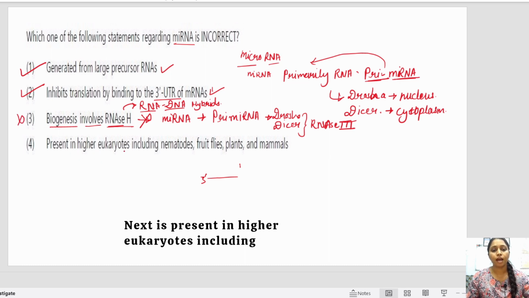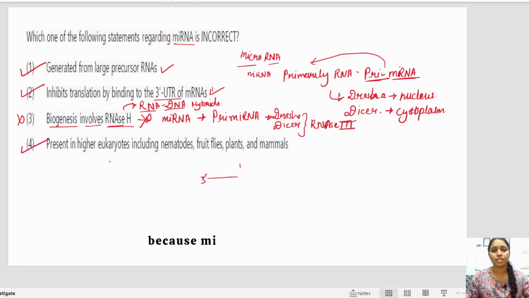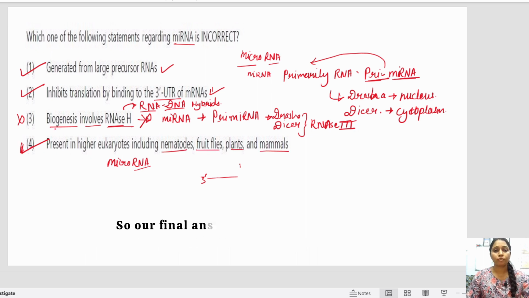Next is, present in higher eukaryotes including nematodes, fruit flies, plants and mammals. This is absolutely correct because miRNA is a conserved microRNA, and this is present in all the above organisms. So our final answer for this question is biogenesis involves RNase H, which is the third option.